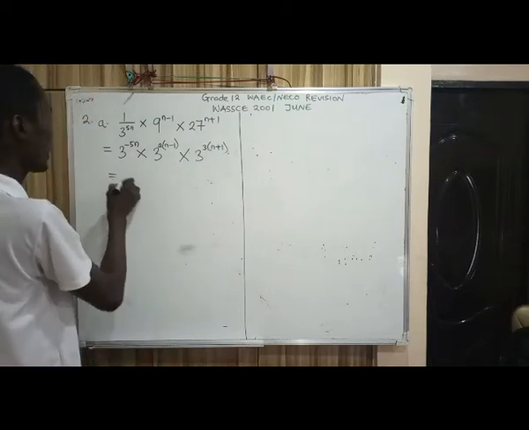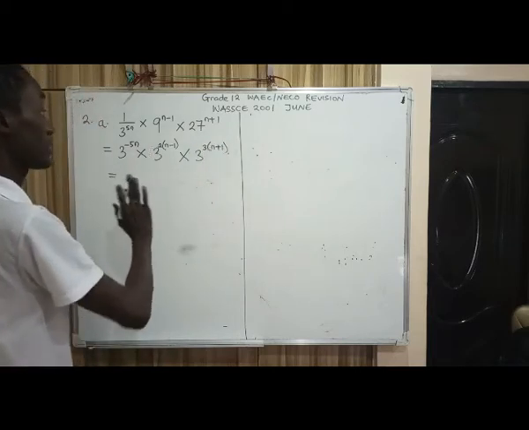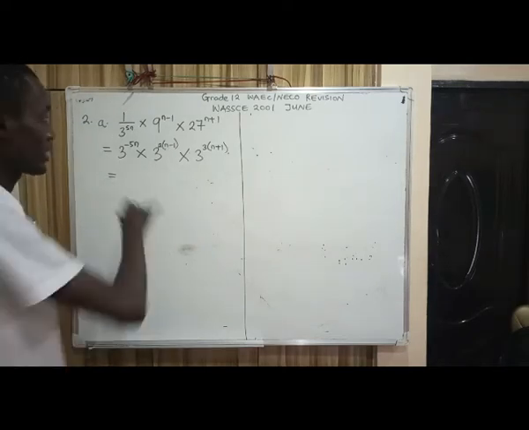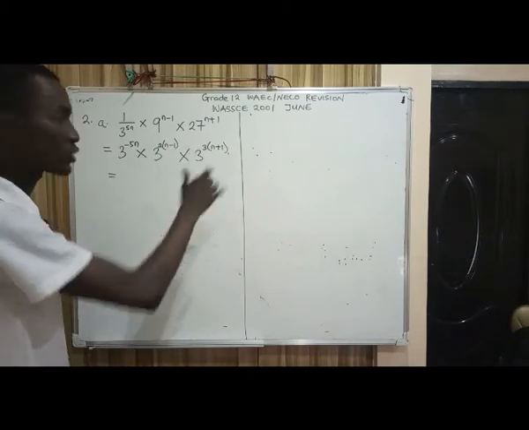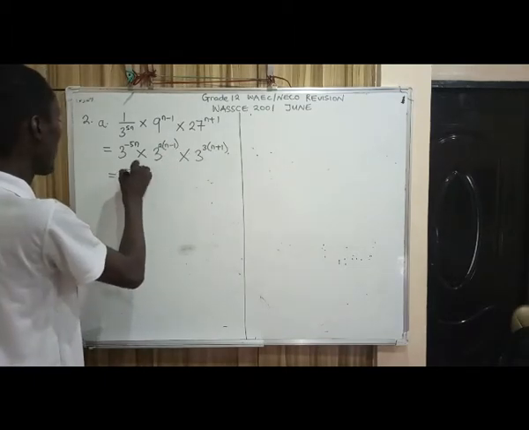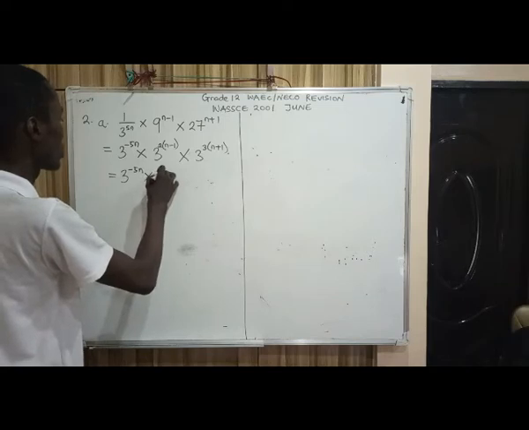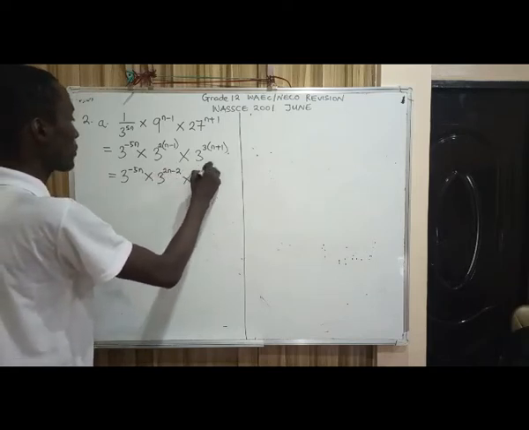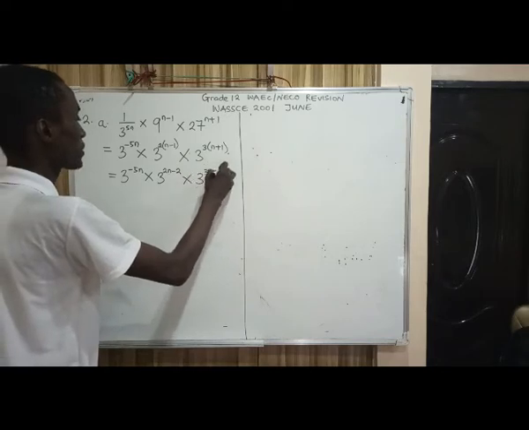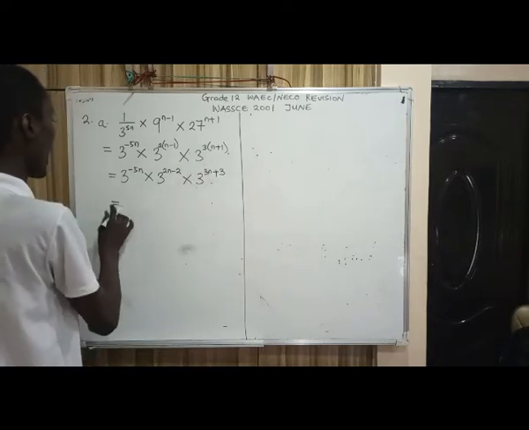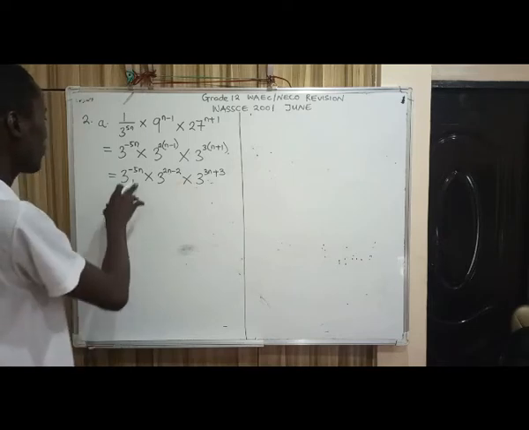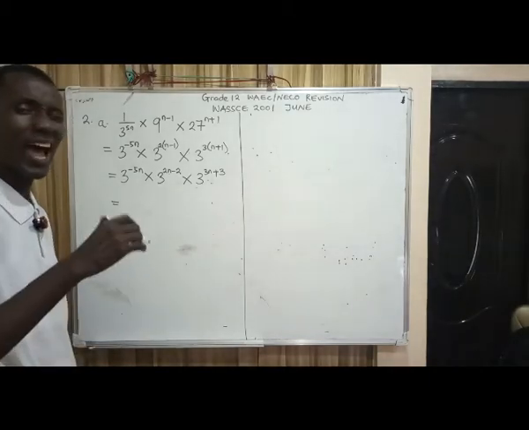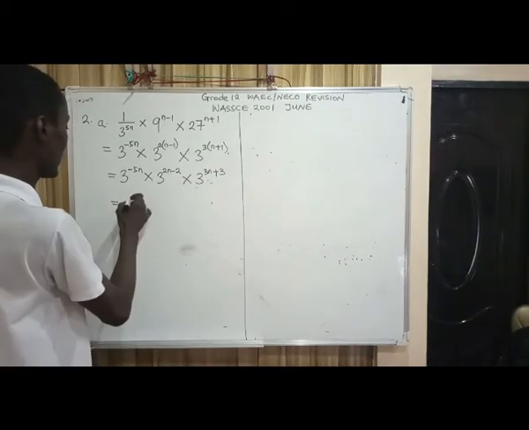So if you do that correctly, now when you're doing this, please, especially if you're practicing, take pains to not rush, do it gradually. This will now be what? 3 raised to the power of negative 5n times 3 raised to the power of 2n minus 2 times 3 raised to the power of 3n plus 3. So with that said, remember that if I multiply bases that are the same, essentially I am adding their index or indices.